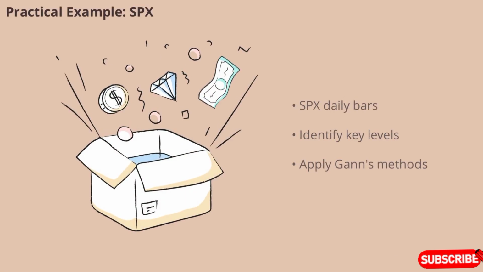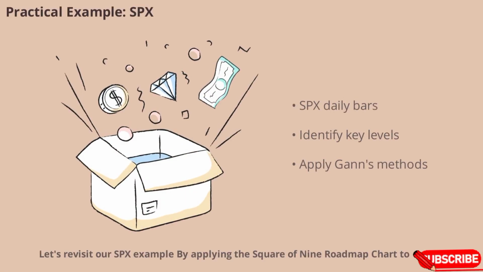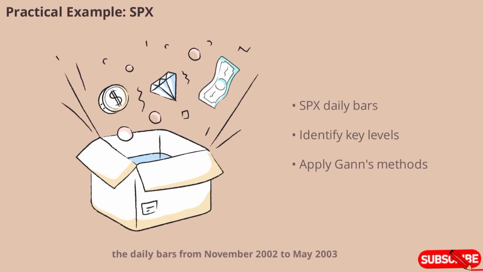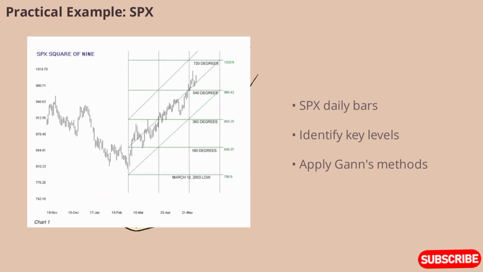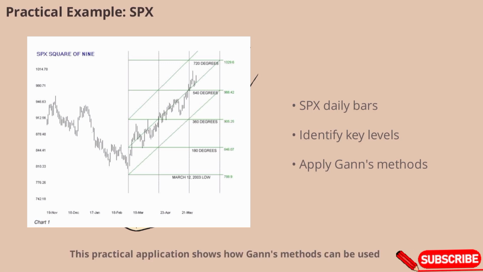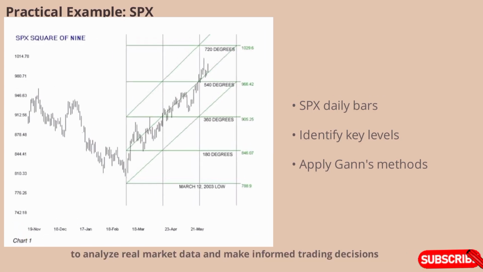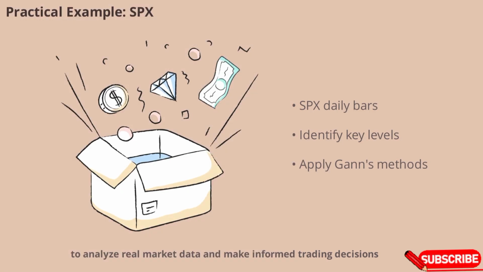Let's revisit our SPX example. By applying the square of 9 roadmap chart to the daily bars from November 2002 to May 2003, we identified key support and resistance levels, mapped out likely timing for moves, and defined trend channels. This practical application shows how Gann's methods can be used to analyze real market data and make informed trading decisions.